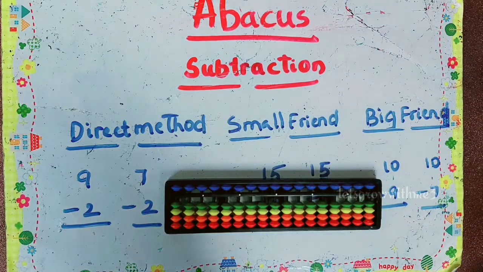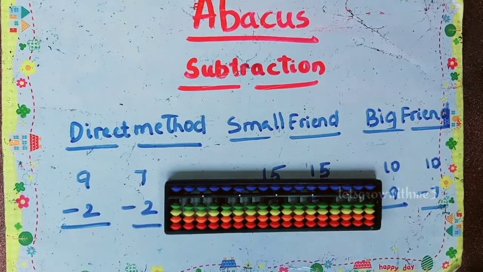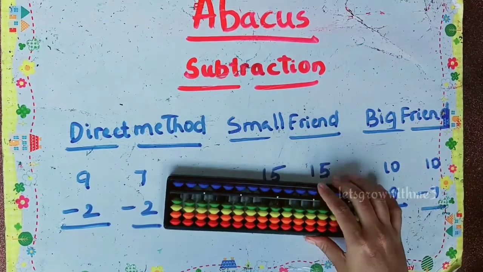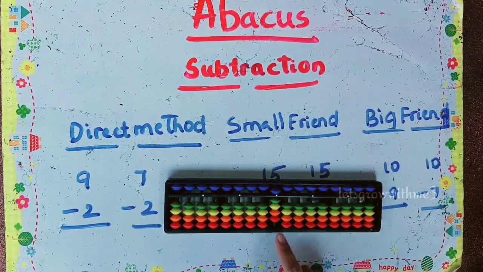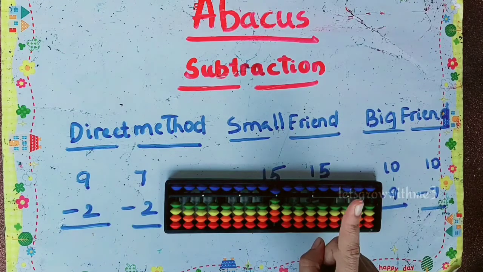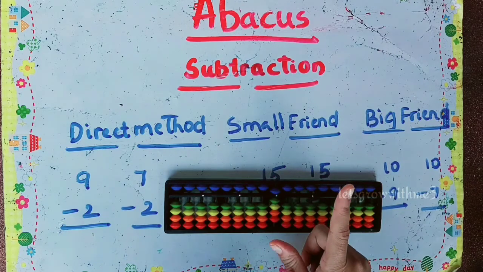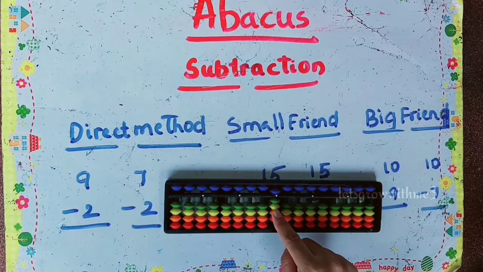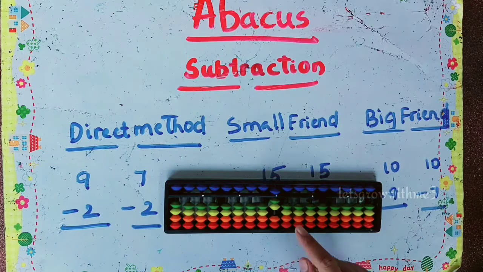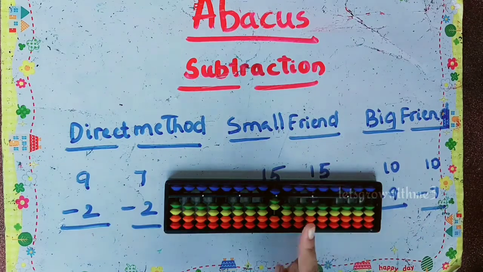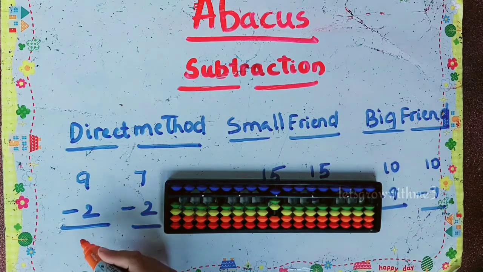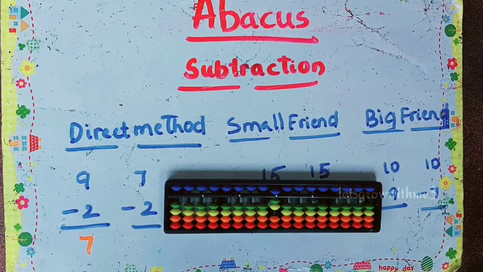When we do normal subtraction, it's like addition only. Whatever method or concept we followed in addition, the same we need to follow here: direct, small friend, big friend, combination methods. Let's do the first question using the direct method. 9 minus 2. How to set 9? 5 plus 4, 9. When you are subtracting, you need to use your index finger and move beads away from the answering bar. So the answer is 7.